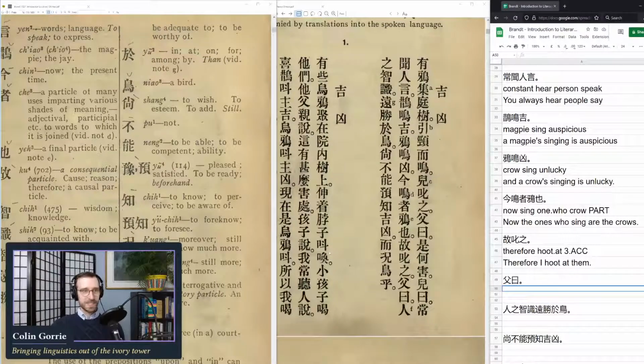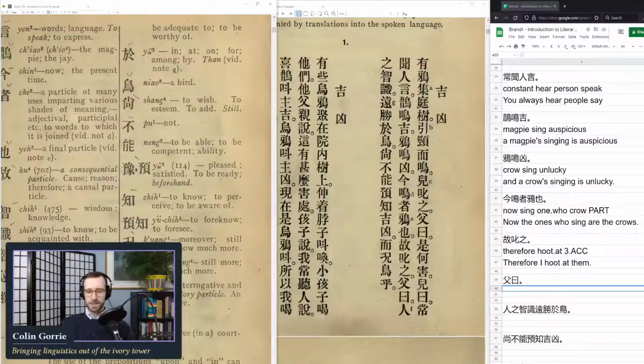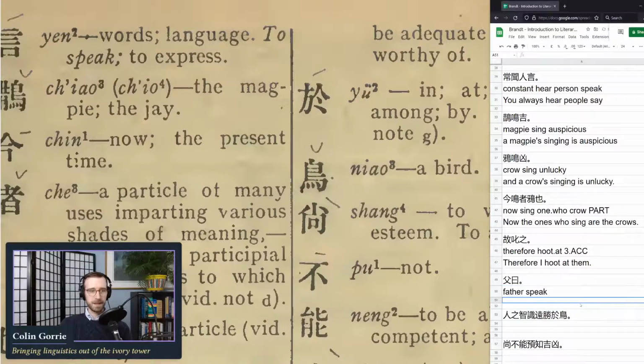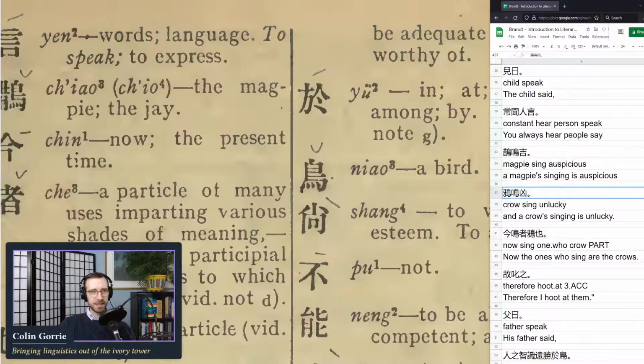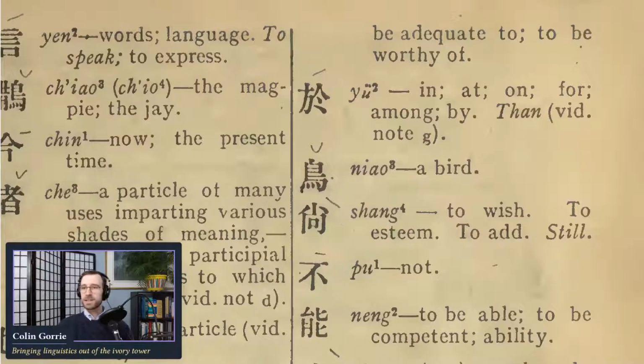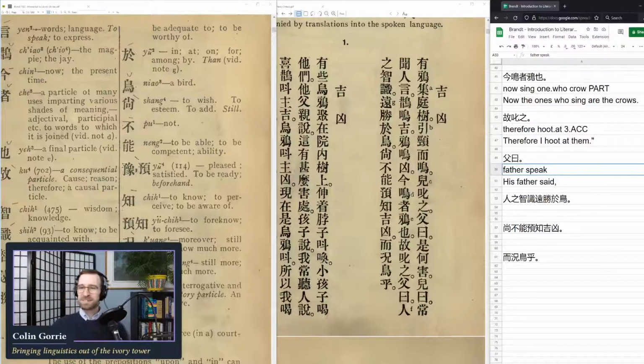What's next? Okay, we have a sentence that we've had before, which is, I believe, fu yue. The father said. Actually, we should make this all one gigantic quotation. The child said, you always hear people say. So his father said, and then how on earth did we get this? Okay, I'm in control here. I know all the keyboard shortcuts, as you can all tell. His father said, hopefully that wasn't blocking things for too long.